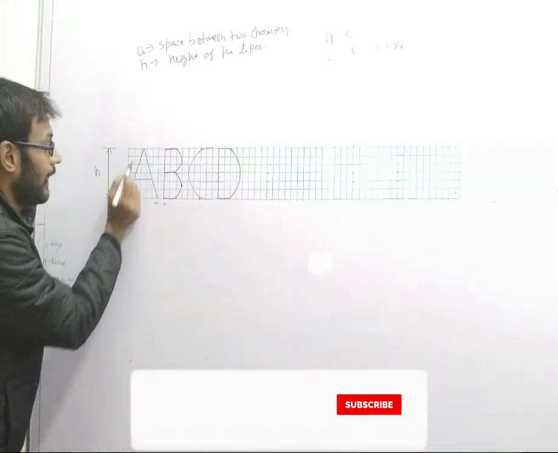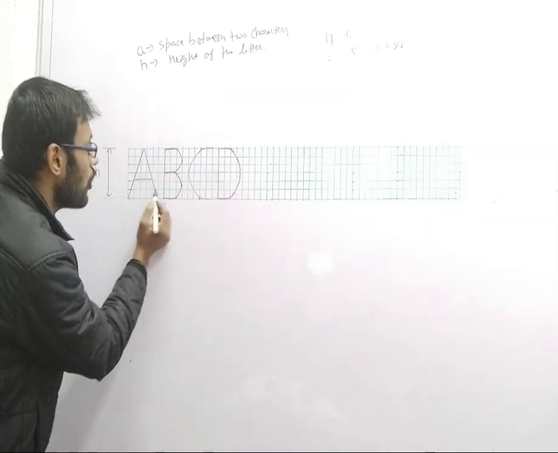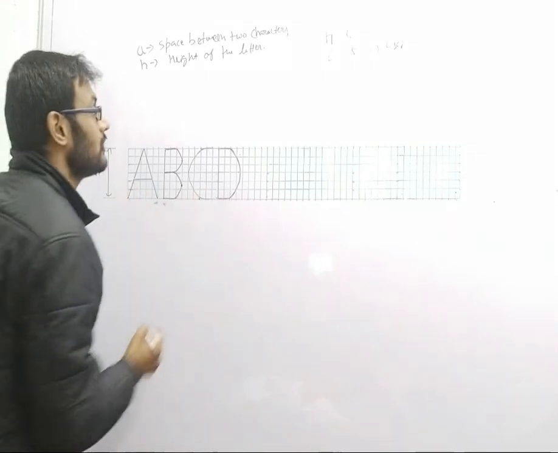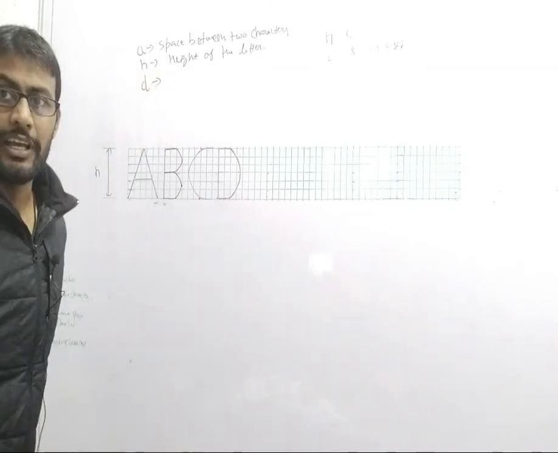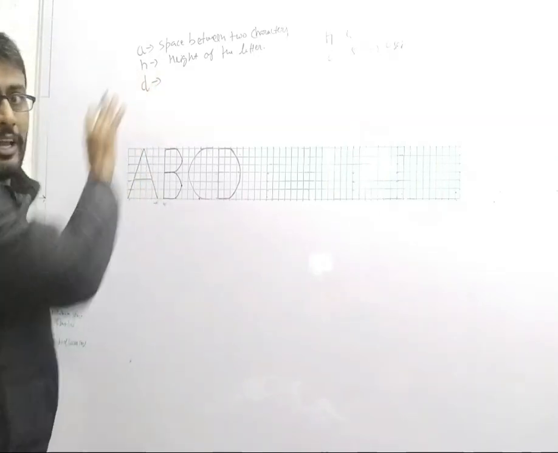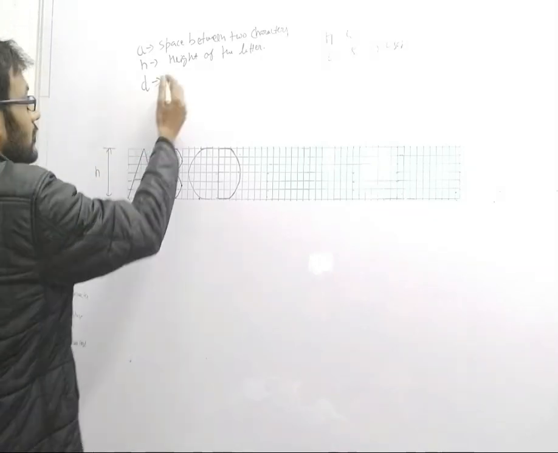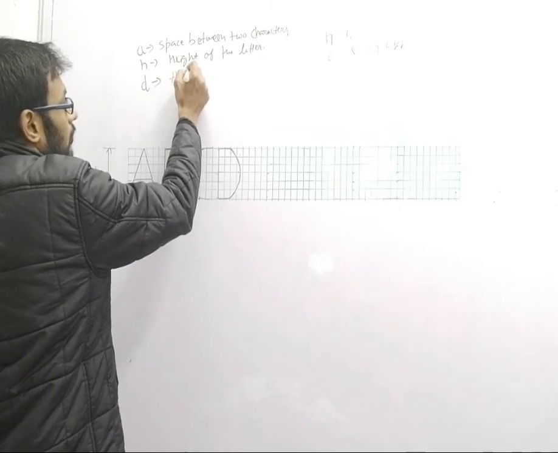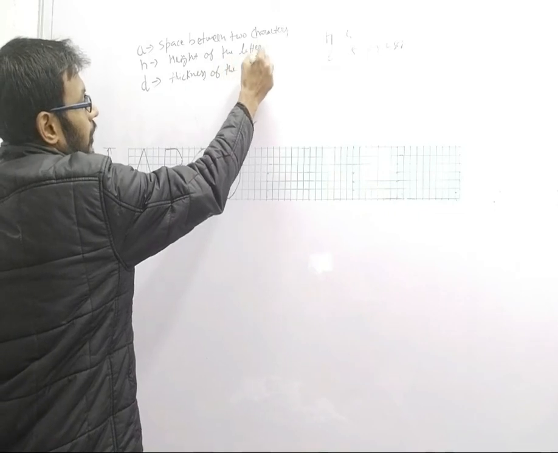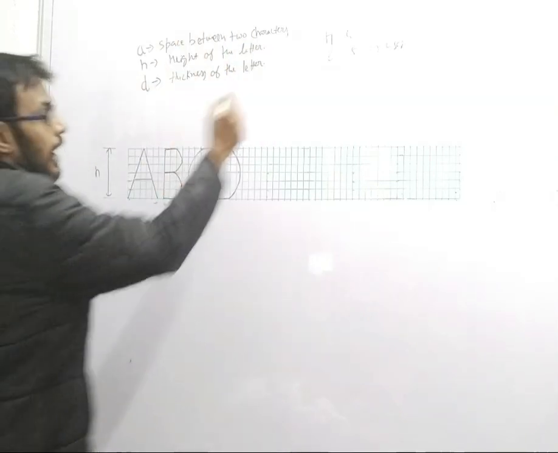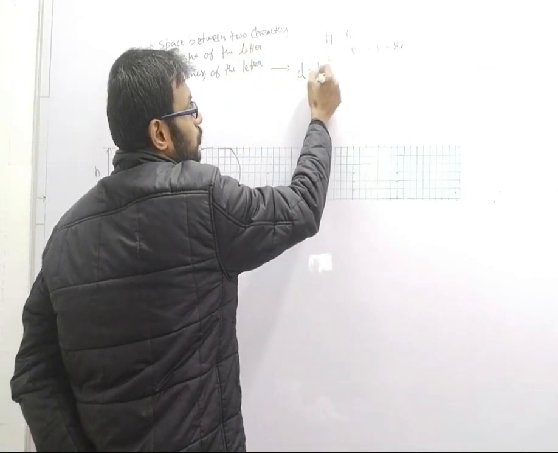Another thing here is the thickness. You can see letter A, letter B, letter C and D. All these letters have the same thickness. What will be the thickness? Thickness is represented by d. We already discussed it in our lecture, so I am just elaborating here how to identify the thickness d, and the space between the characters. So d is the thickness of the letter. Clear?